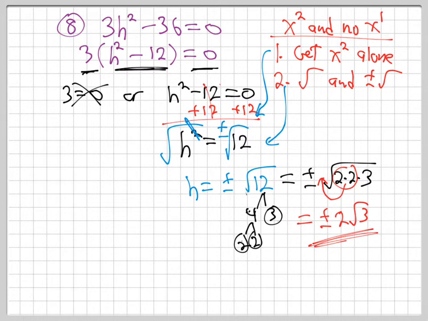Okay. So what do we do when we have x squared and no x to the first? Just x squared and numbers. Just get that squared alone and root it. They're actually quicker. You don't have to mess around with factoring. Just get it alone and root it. But don't forget to go up and down the ladder.